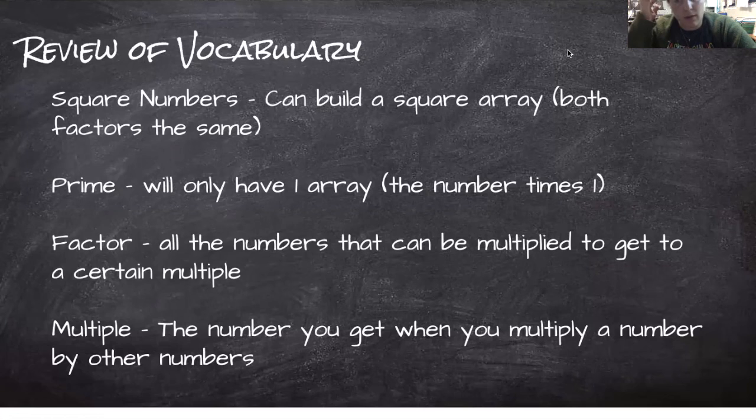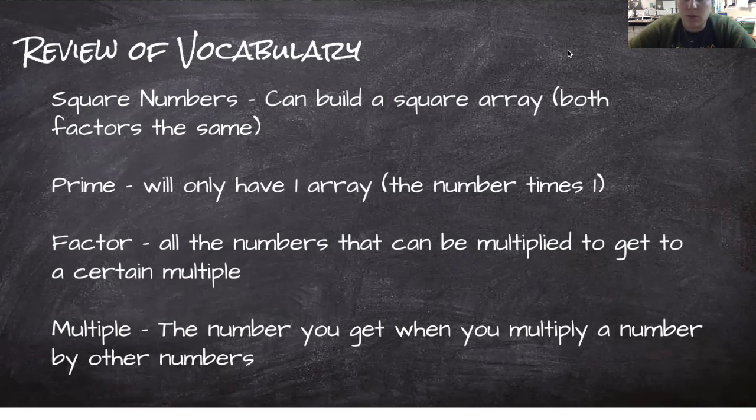Prime numbers will have only one array, the number times 1. Those will be 7, 5, 13, numbers like that. A factor is a number that can be multiplied to get a certain number, a multiple. So we went over the factors of 24. That's the example we've used a few times. So it's 1, 2, 4, 6, 8, 12, 24. All those numbers, put together with the other ones, can equal 24.